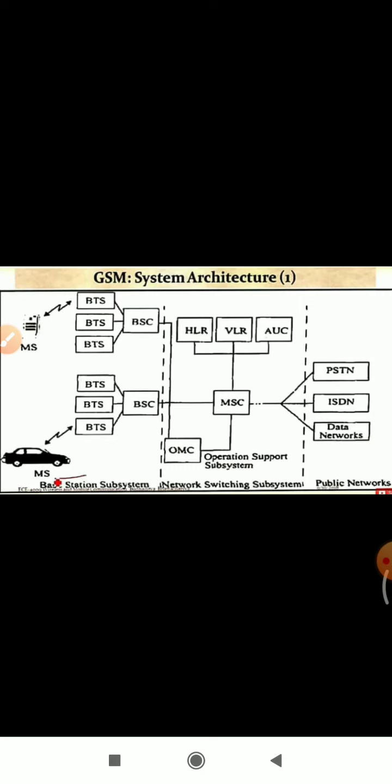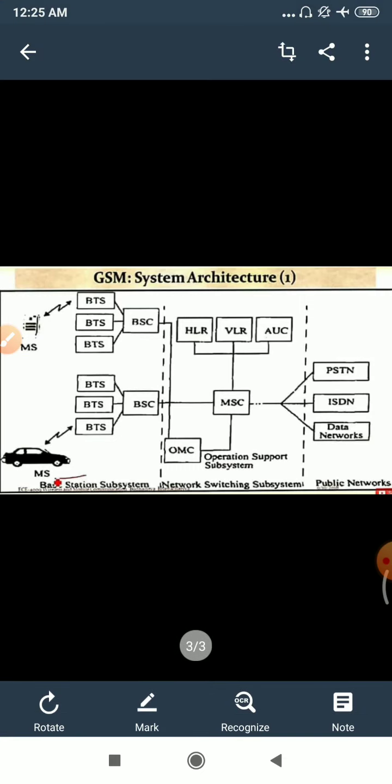Now we will move block by block. First of all, MS. MS is the mobile station, which comprises your mobile phone along with the subscriber identity module, that is the SIM card. After that we have the block called BTS, which is the base transceiver station, that is base transmitter receiver station. A number of BTS are connected to the BSC blocks. BSCs are base station controllers.